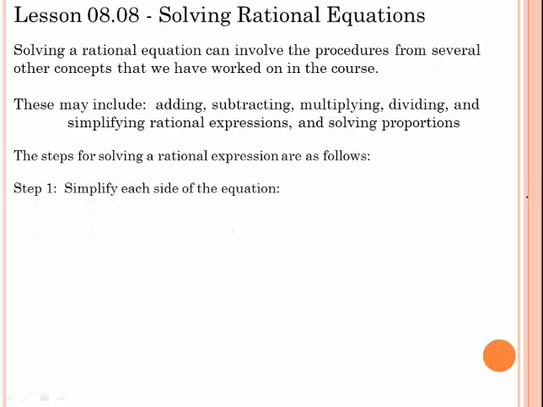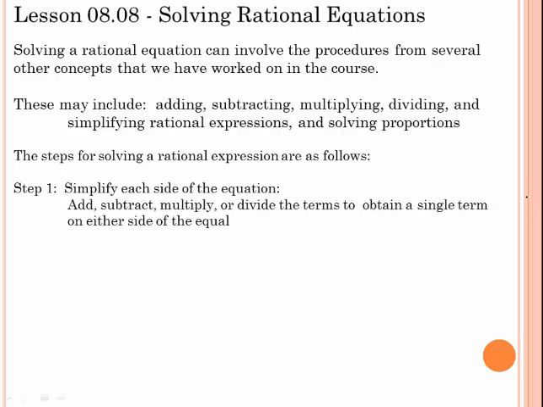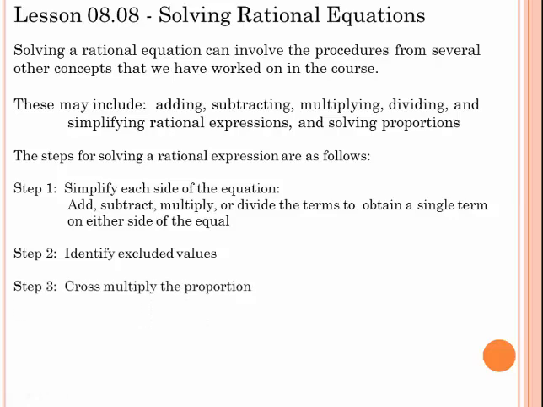First, we simplify each side of the equation. That means we'll add, subtract, multiply, or divide the terms to obtain a single term on either side of the equal. Then we must identify the excluded values. These are the values that x cannot equal, or they'll give a denominator of 0. We cross-multiply the proportion, and then we solve the resulting equation.